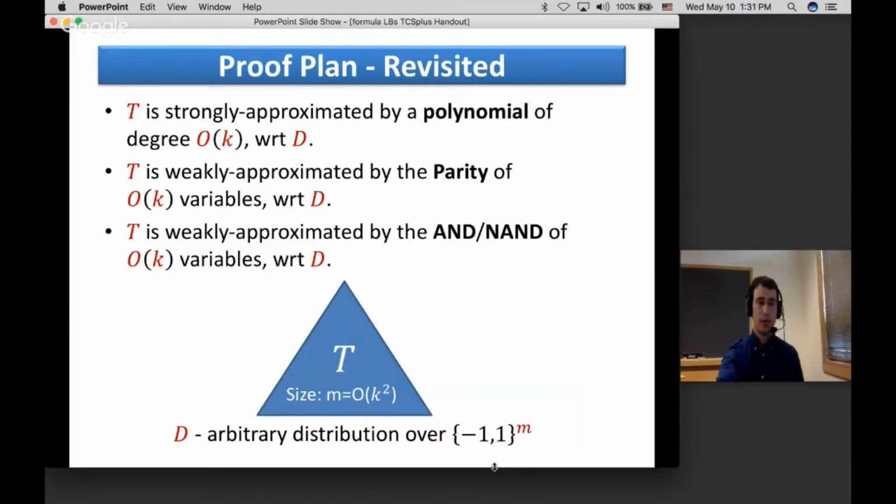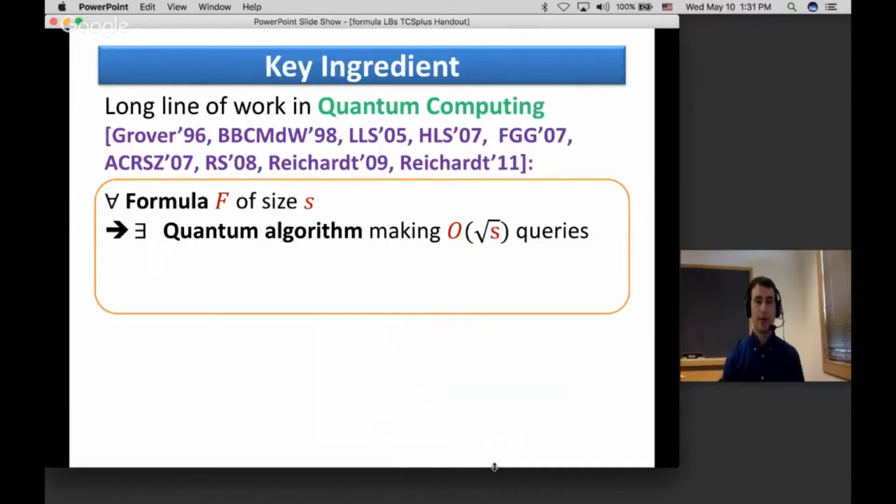Okay, so let's start with the first step. And here we get to the key ingredient of the proof. This is a beautiful result from the quantum computing area. It started with the work on Grover search, and ended in this long line of work. In this long line of work, it was shown that any formula of size S has a quantum algorithm, making at most square root of S queries and getting the value of the formula correct on every input with high probability.